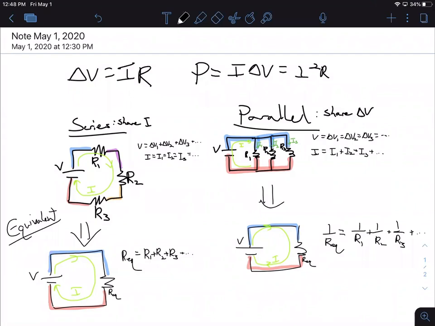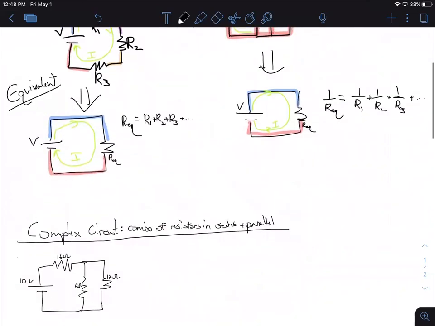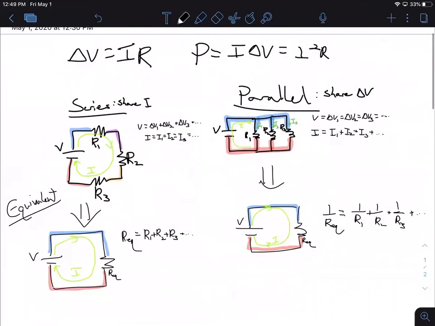First part here, I didn't realize I wasn't recording before, so I already drew all this out. But I'm going to go through what we know so far about series and parallel circuits. I'm going to go over this information you see here that we've done in class. Feel free to watch this again, or if you feel good, you can skip ahead to where I tackle a complex circuit.